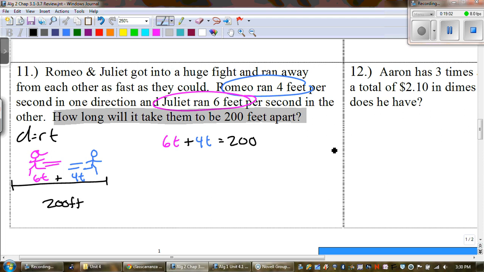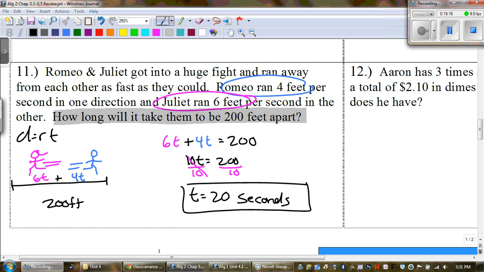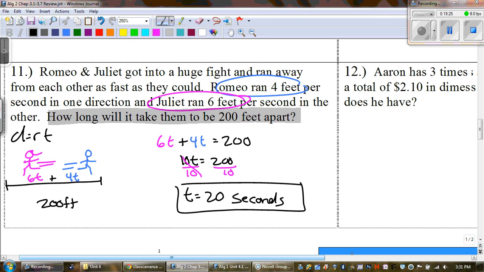Okay, and now we got our problem. So now that we've got this, I want you to pause the video and do it all by your own. Good luck. Okay, and when you're all done, you should get t equals 20 seconds. Make sure to label your answer.